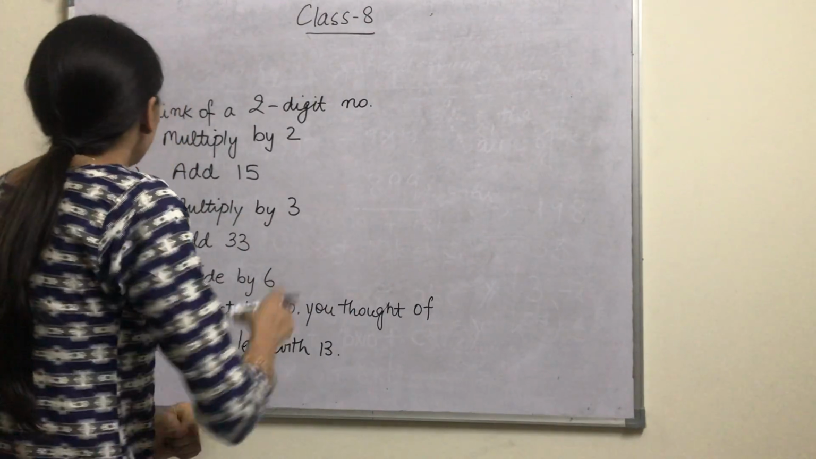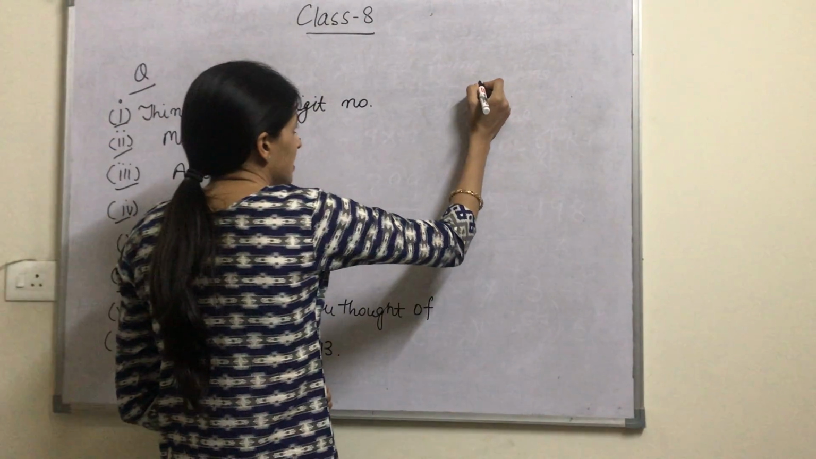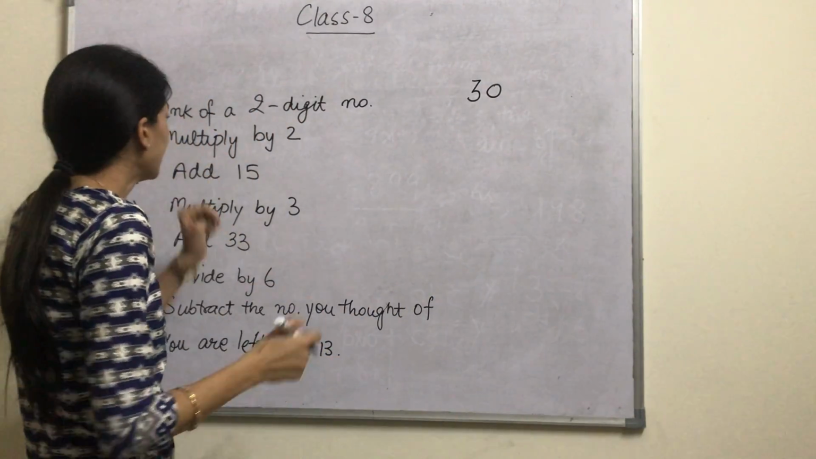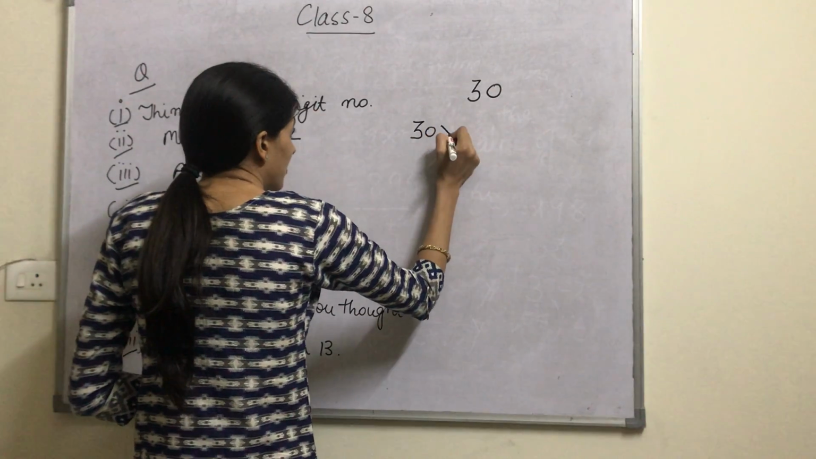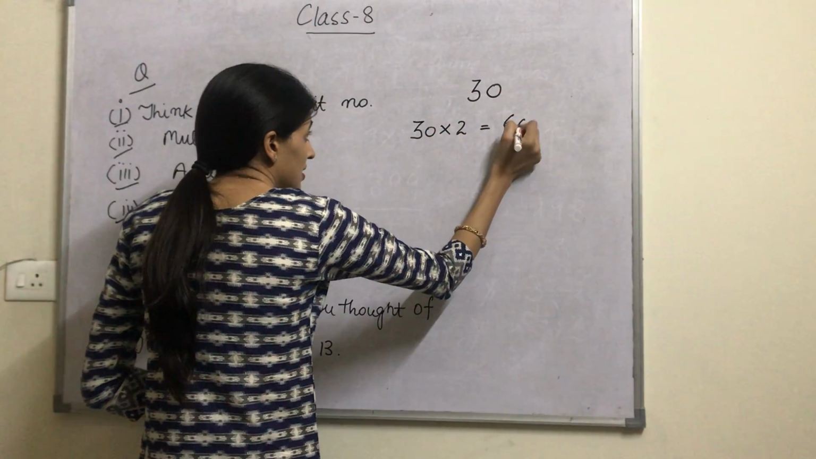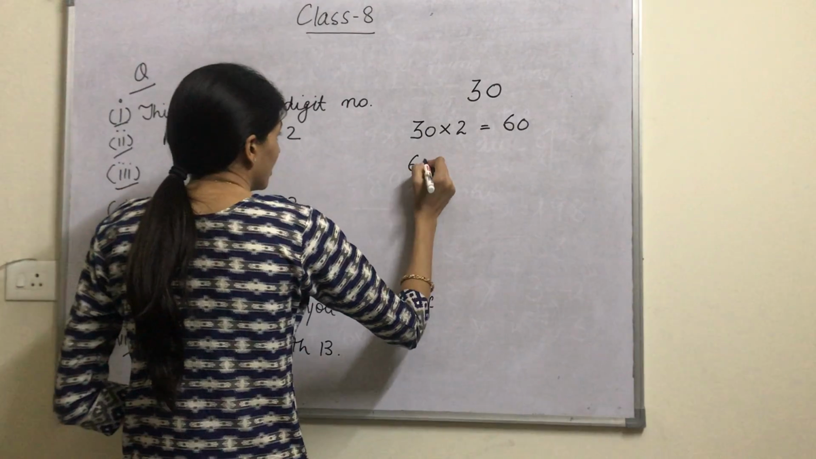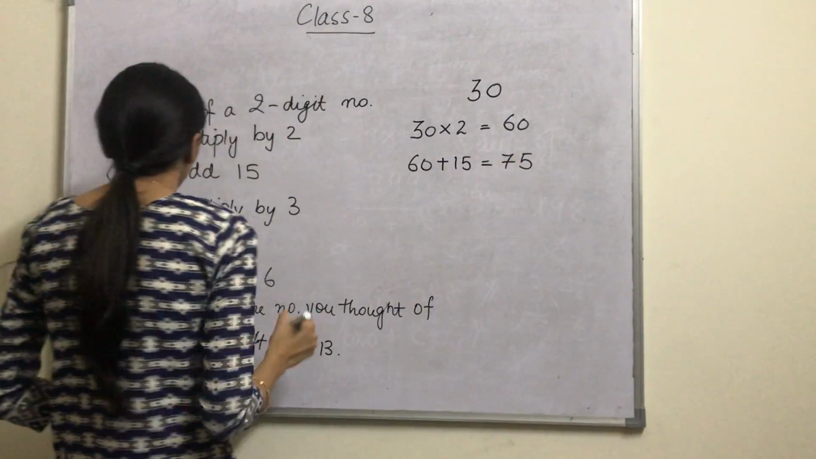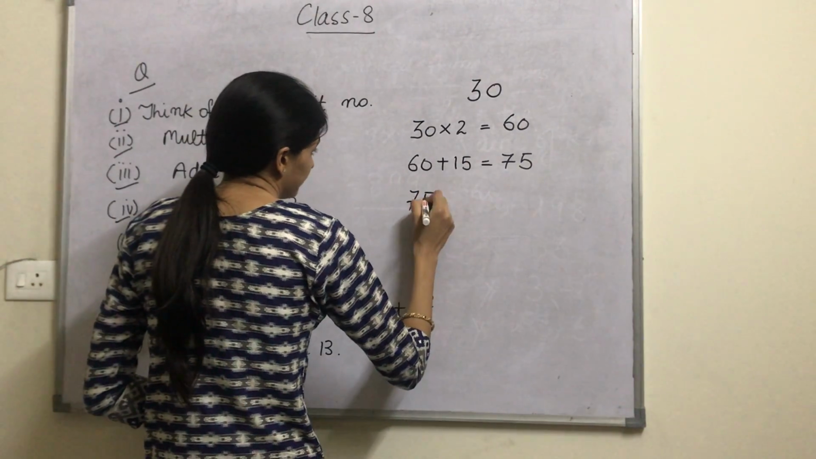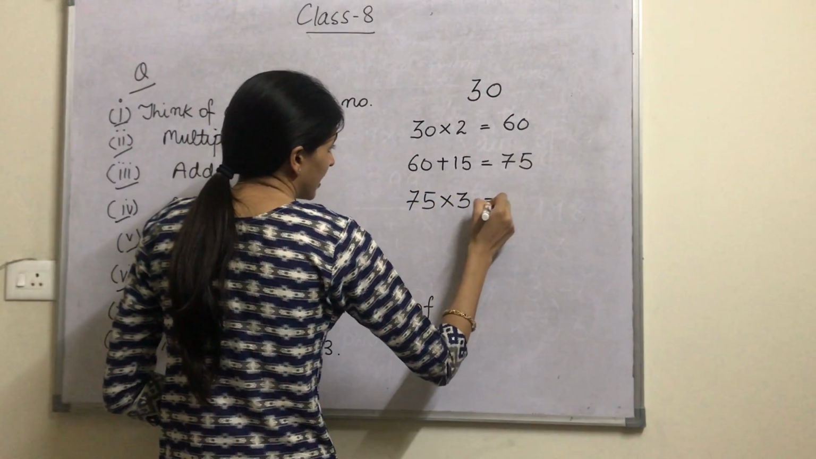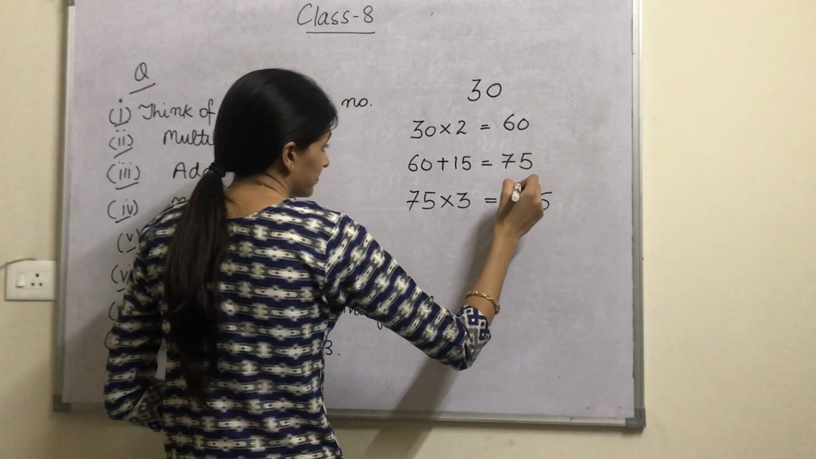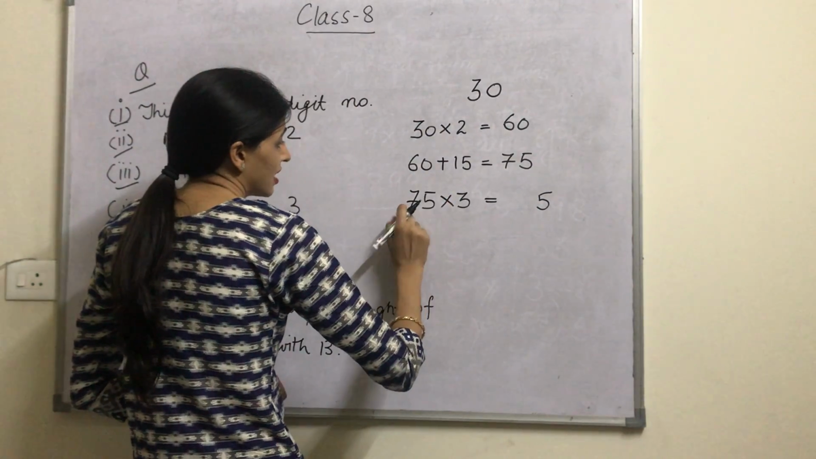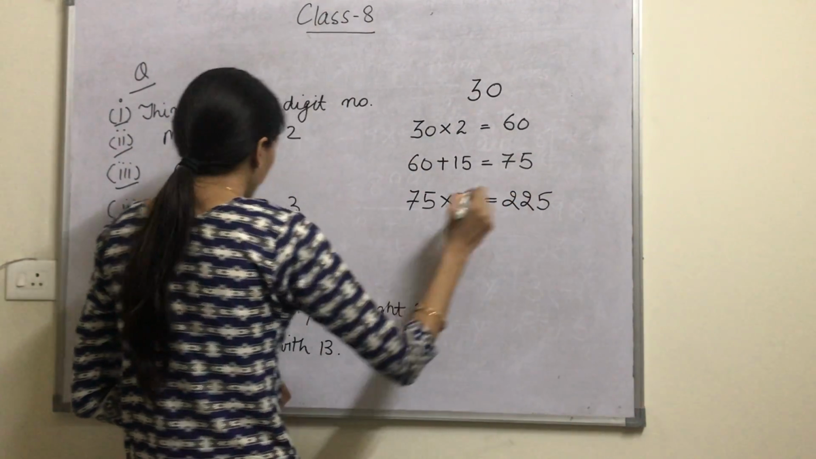Let's do it. First we think of a 2-digit number as 30. 30 is a 2-digit number. Multiply by 2. Multiply 30 by 2, 60. Add 15. 60 plus 15, 75. Multiply by 3. 75 multiplied by 3. 3 5s are 15, 5, 1 carry. 3 7s are 21, 22.